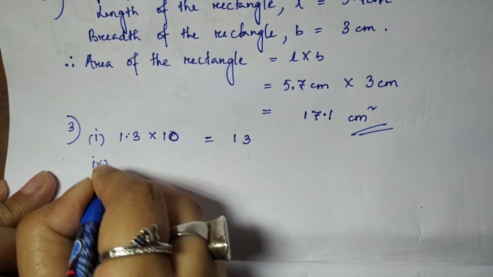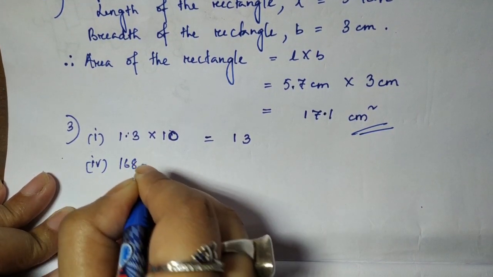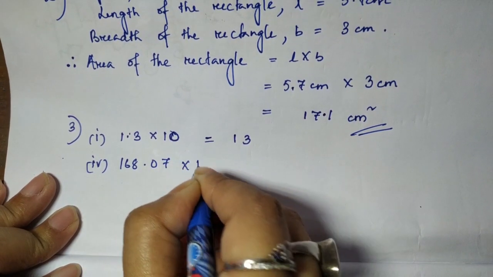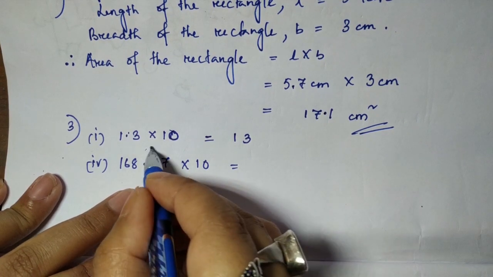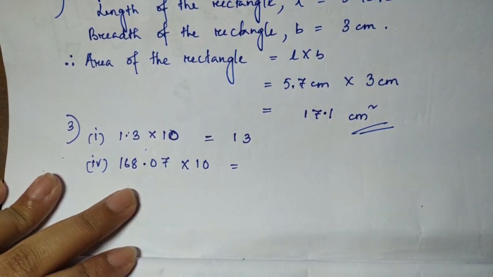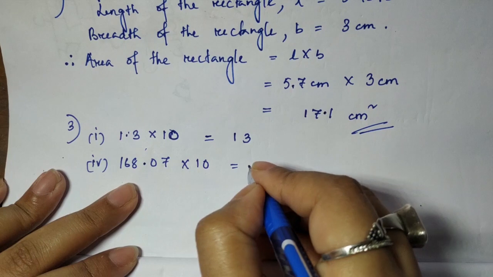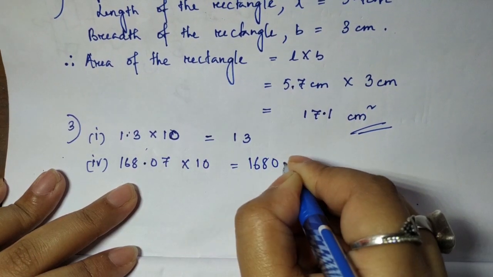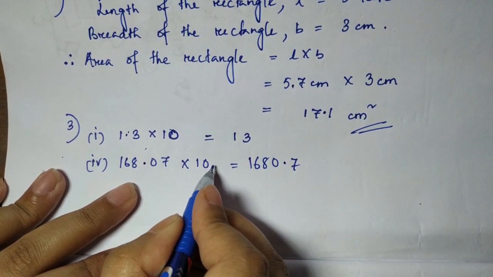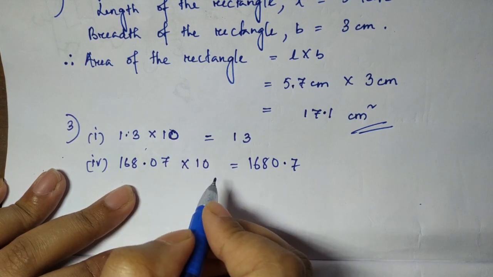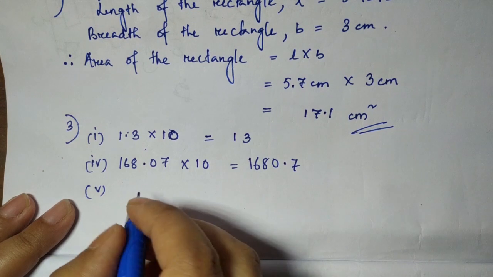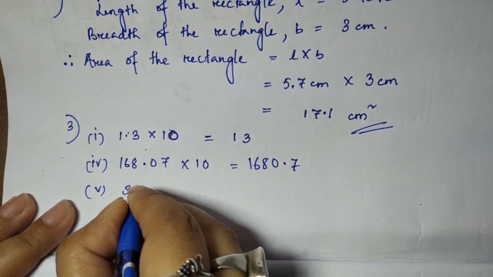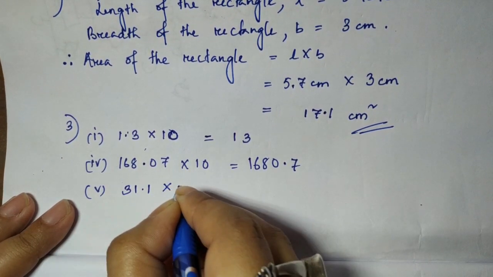Similarly, if I show you number 4, it's given as 168.07 into 10. Now, into 10 means the point will move 1 digit towards the right. 1680.7. If there had been 2 zeros, into 100, then the point would have gone 2 places. Now, if 3 zeros, then how? Let me show you with the help of number 5. 31.1 into 100.